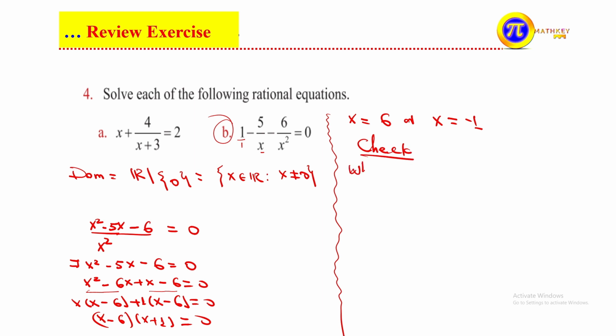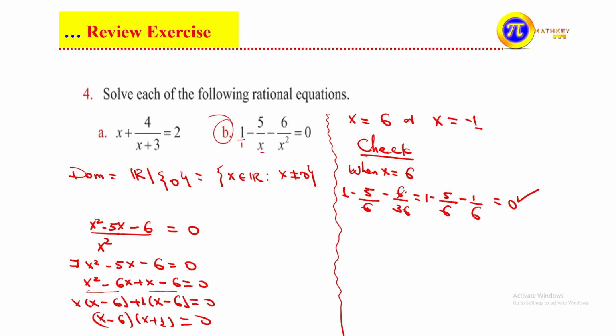When x is equal to 6, we check by substituting here. This means 1 minus 5 over 6 minus 6 over 6 squared, which is 36. So this is 1 minus 5 over 6 minus 6 over 36, which is 1 over 6. So this becomes 1 minus 5 over 6 minus 1 over 6, which is negative 6 over 6, and this equals 0. Yes, it is correct.